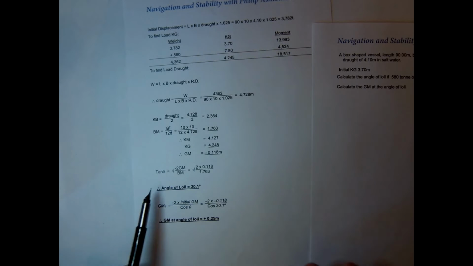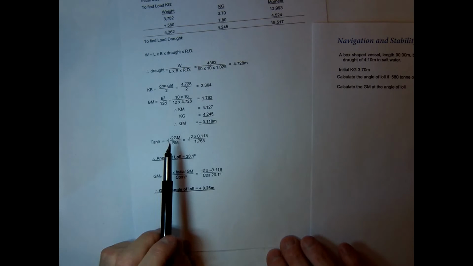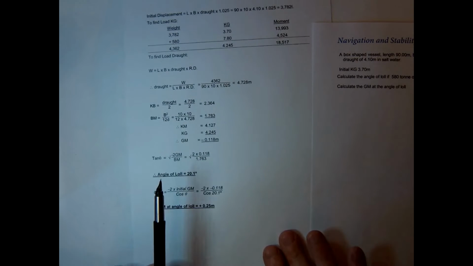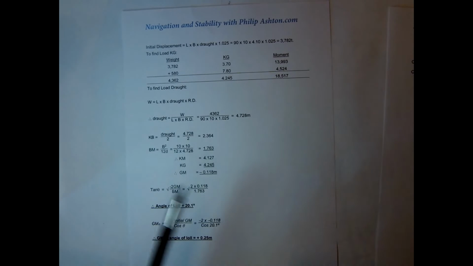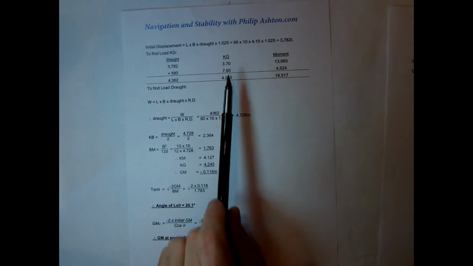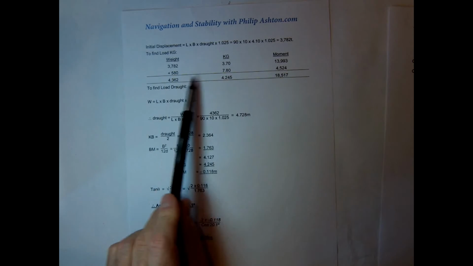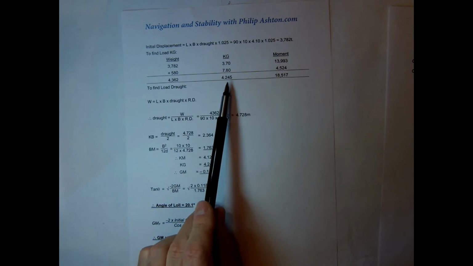The formula for angle of Loll, tan theta is the square root of minus 2 times GM over BM, so that really tells us what we need to find. So let's look at how we solve the problem. We have to do a weight KG moments table, but we haven't got the initial displacement. But we are told the length, the breadth, the draft, and they're in salt water, so we can very easily work out our initial displacement. We're given our initial KG, we've put the weight on board, so we've now got our final KG, 4.245.